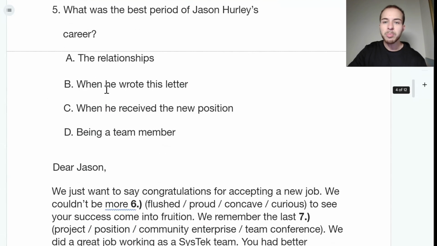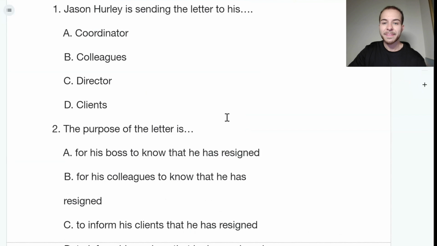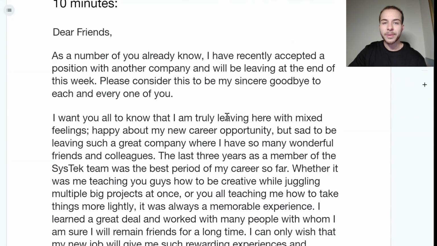Number 5, what was the best period of his career? Okay, so this will be something like a highlight or the most memorable experience. Look for keywords like that. Okay, let's begin reading together. I'm going to read out loud. However, when you read in your head, you naturally read much faster. So this will take maybe a minute longer than it would in the test. And I always suggest practicing speed reading a lot at home. It'll greatly reduce the stress that you have during the test because you go faster.